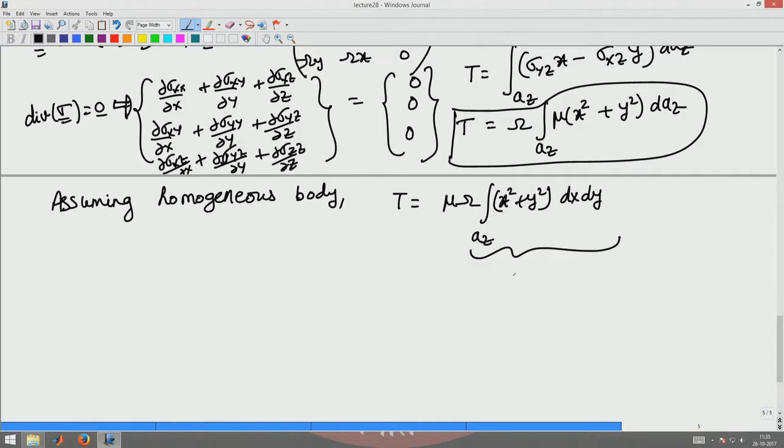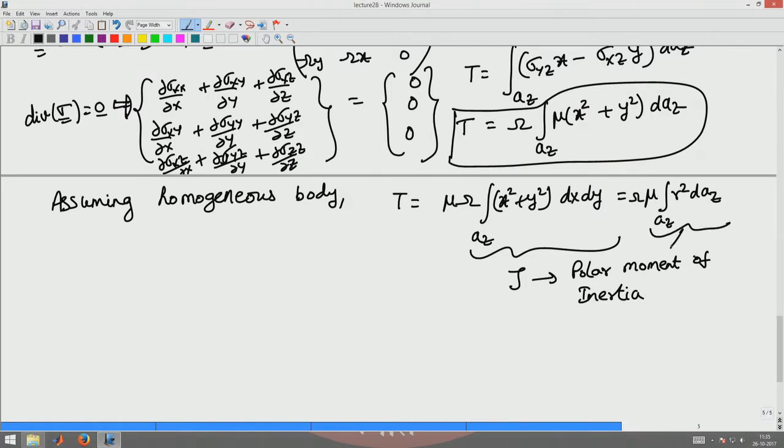Okay. This is the definition of polar moment of inertia J. That is, x square plus y square is r square. So, I can write it as mu omega times the integral of r square dA. And this integral of r square dA is the polar moment of inertia J. So, I have now the expression T by J equal to mu omega.